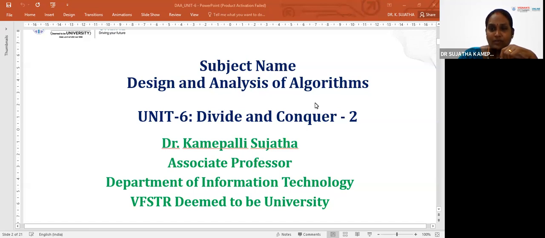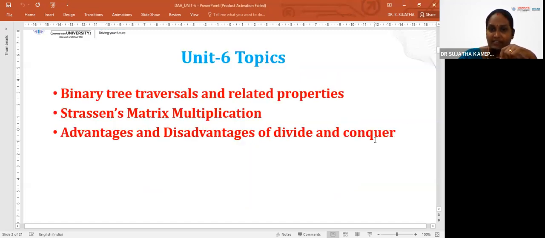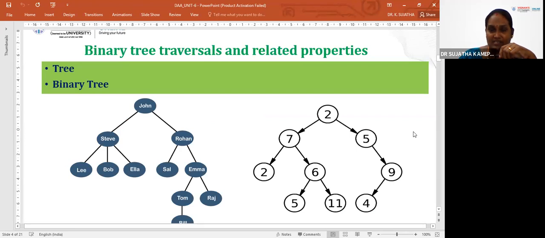In this session, we are going to discuss module 6, which explains the divide and conquer design strategy. We are going to discuss binary tree traversals and their related properties, Strassen's matrix multiplication, and advantages and disadvantages of divide and conquer. First, we are going to see binary tree traversals and their related properties.